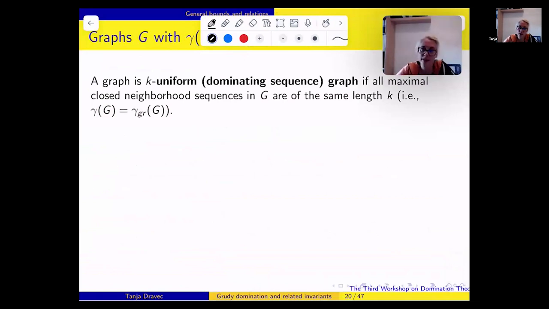Then k-uniform dominating sequence graphs were considered. I will say that a graph is a k-uniform graph if all maximal closed neighborhood sequences are of the same length.